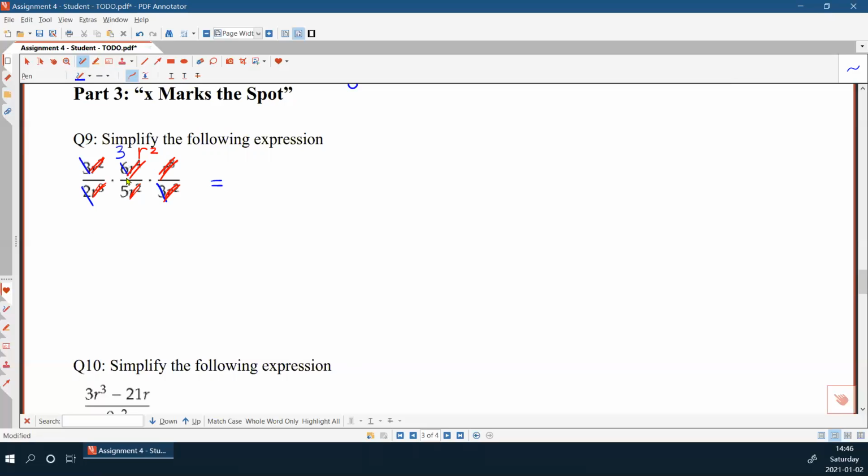anything left, right? So what's left in the numerator is 3R squared. What's left in the denominator is only a 5. Anything else is cancelled. So this is our final result, right? Okay, any questions?